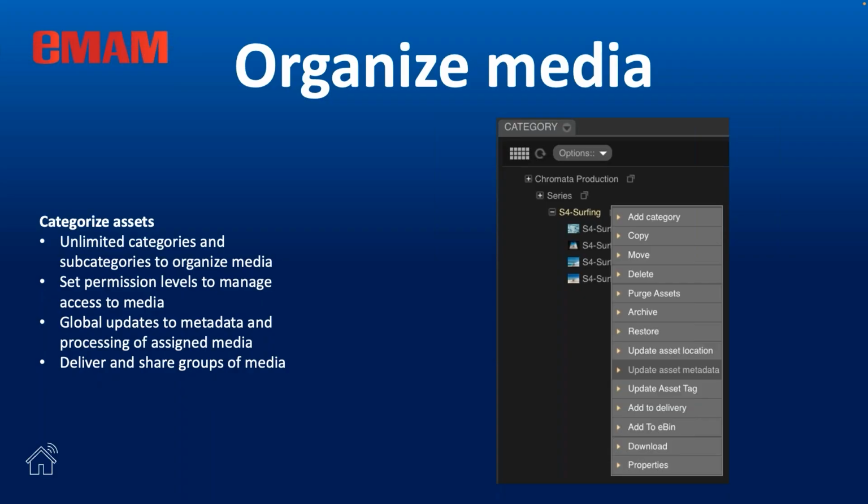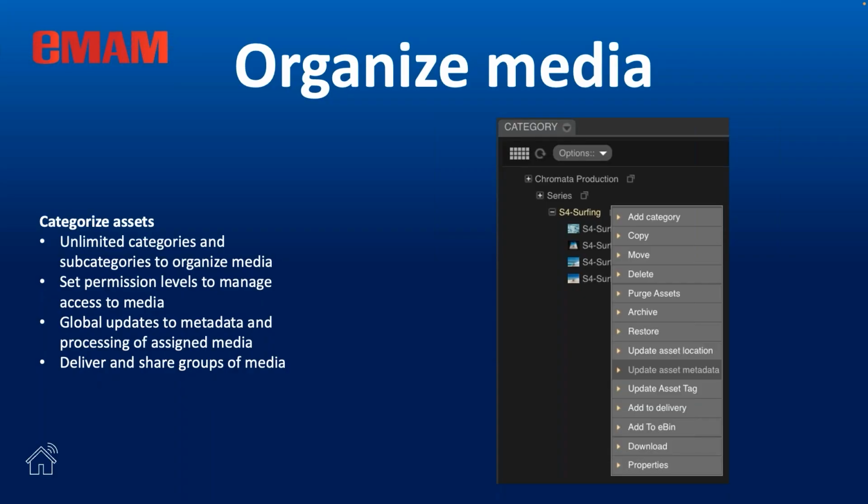One thing that is automatic is if I do upload a folder structure with subfolders, that builds out these categories automatically for me under a main category. So under series, I could have had a folder called S4 Surfing here. And then if I had subfolders underneath that, that would create those subcategories built into the system here, and so on.